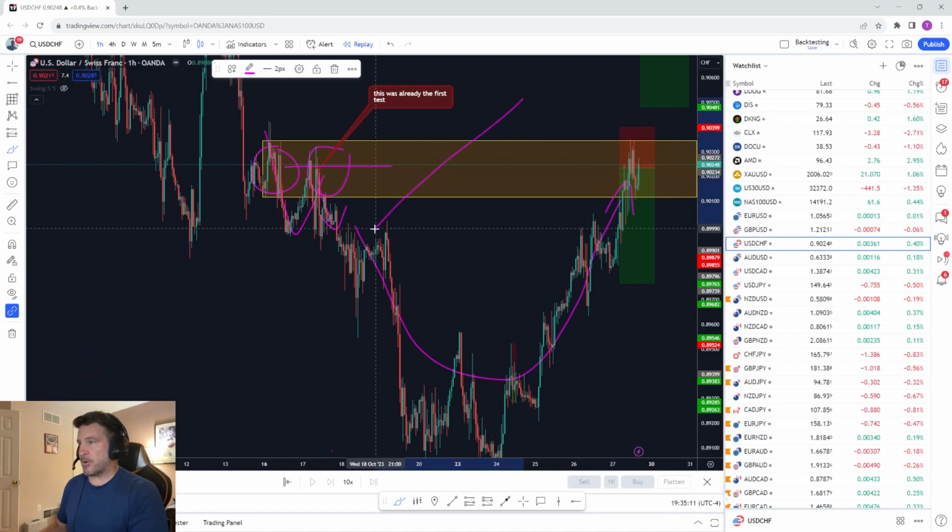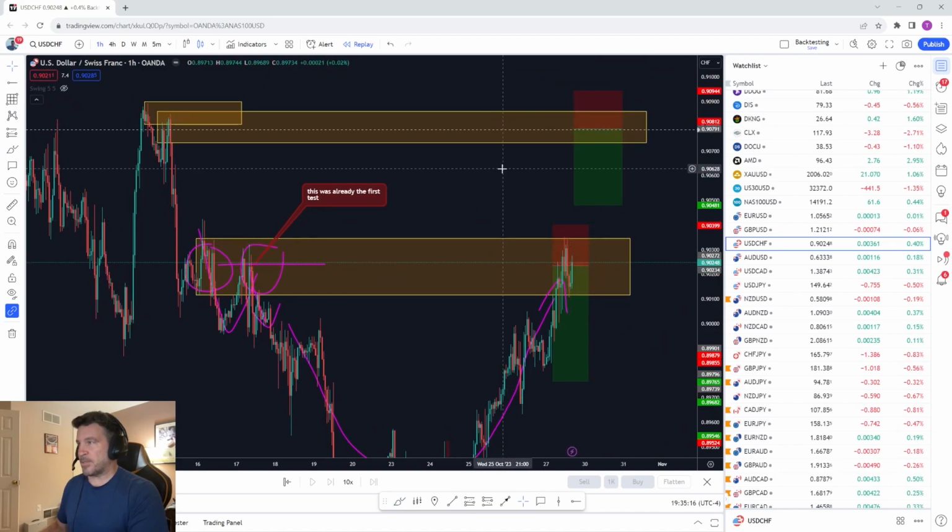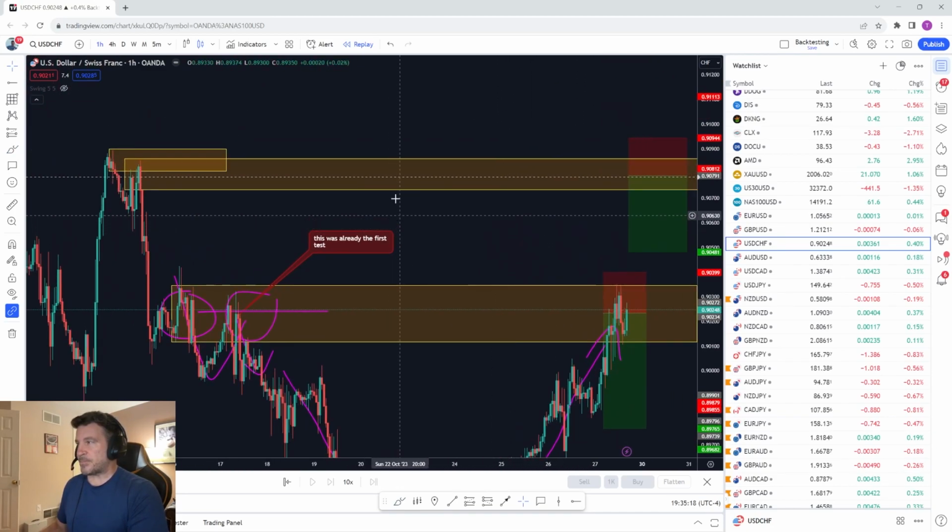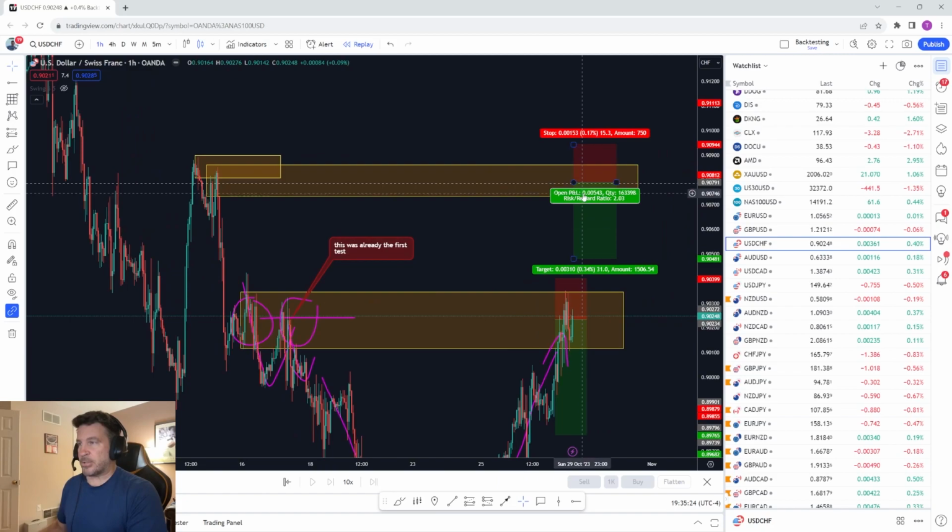So I really feel like price eventually will shoot up through this zone here, all right, and up into this area. Now, I like this setup here because this particular order block has not been tested. So I will have some interest there if price does come up that high on USD CHF.